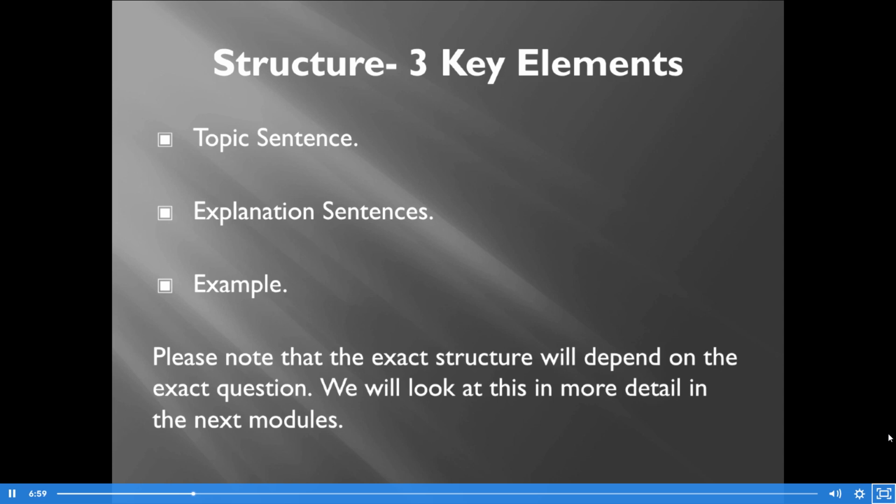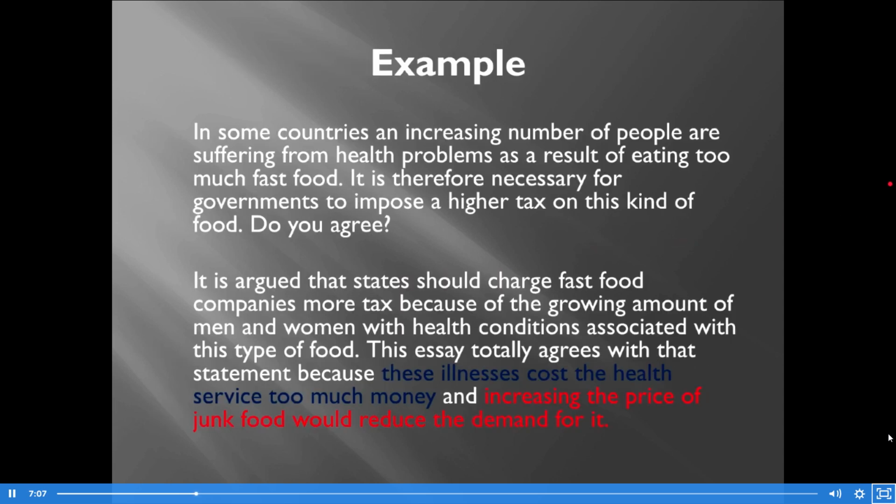I know many of you want to just rush through and do these as quickly as possible. Don't skip this module because there's really important information in it. So here's an example question that we're going to use.